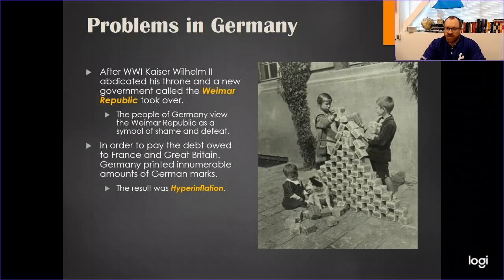Thus making the depression in Germany that much worse than anywhere else in the world in the early 1920s. Notice how I keep saying the depression in the 1920s, not the 1930s. I will be getting into that a little bit, because remember, the American Depression is the 1930s.